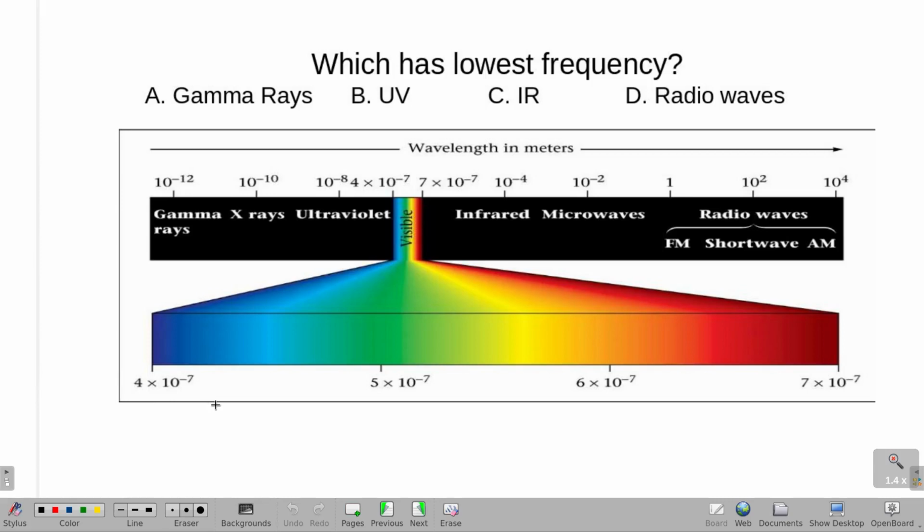All right, now it's wanting to know which of these has the lowest frequency. So wavelength goes up as we go to the right, frequency goes up as we go to the left. So if we want lowest frequency, we're down over here. Low frequency, high wavelength, that would be radio waves.